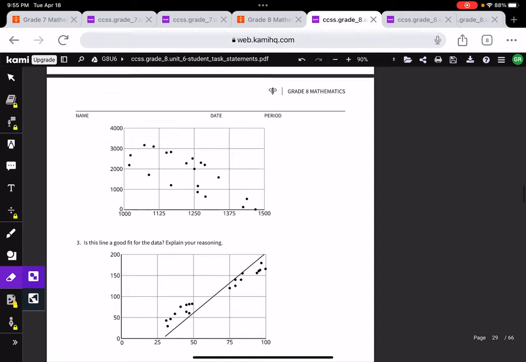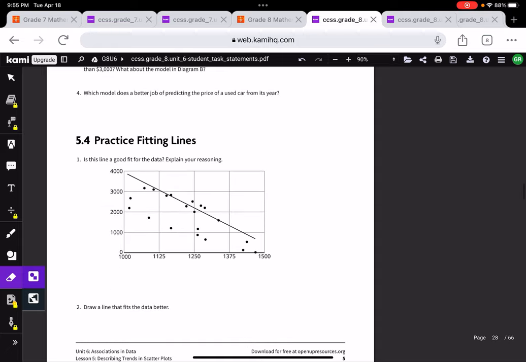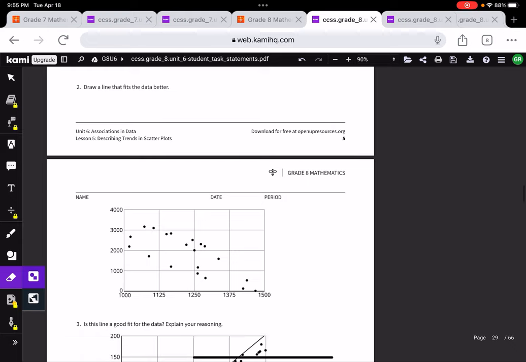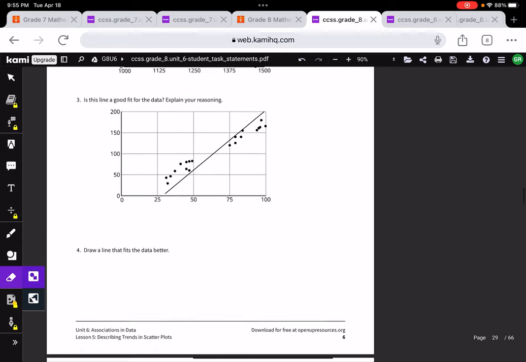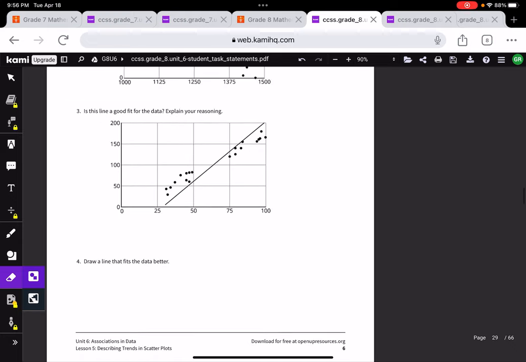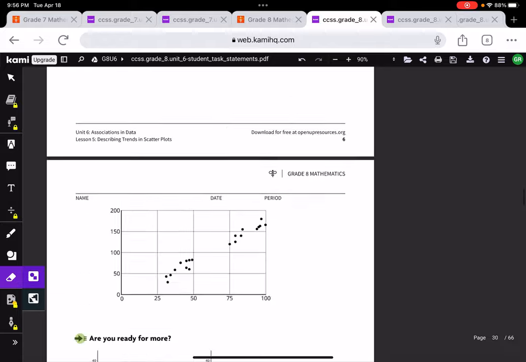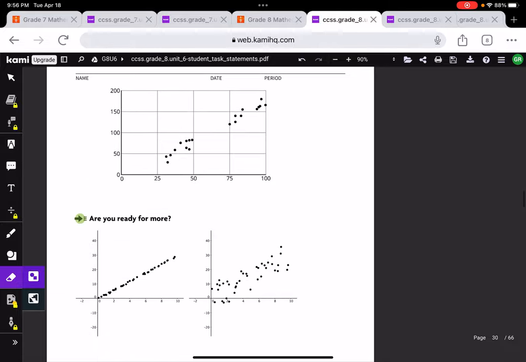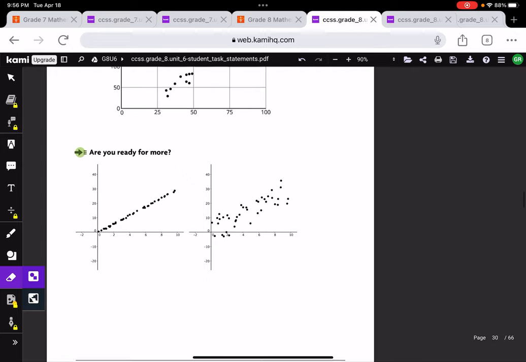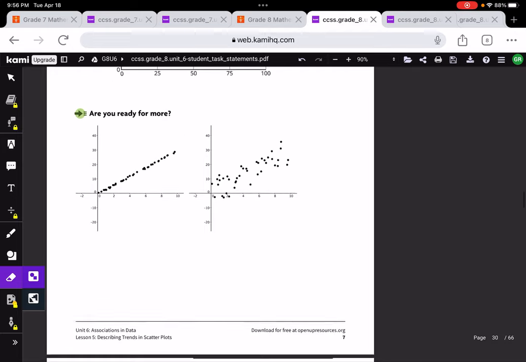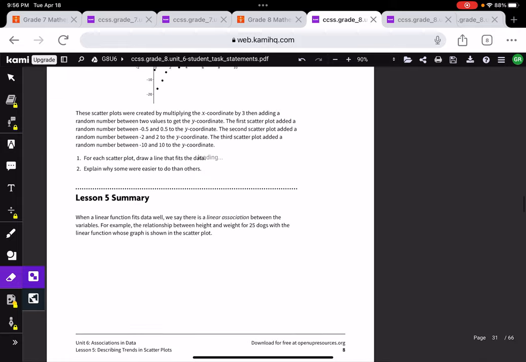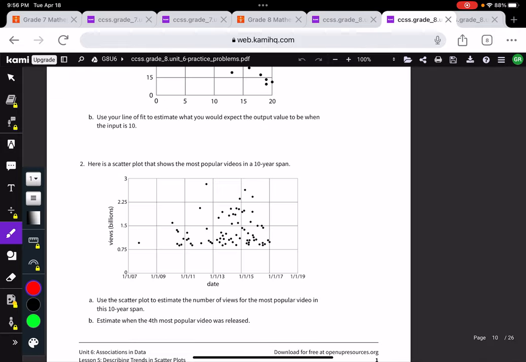So for number 2, you can draw it. For number 3, you could say it kind of is, but not really. And then draw a better one. Again, it gives you another data plot that you could draw it on. But you could draw it on the same one so that you could kind of easily see the difference between the two.